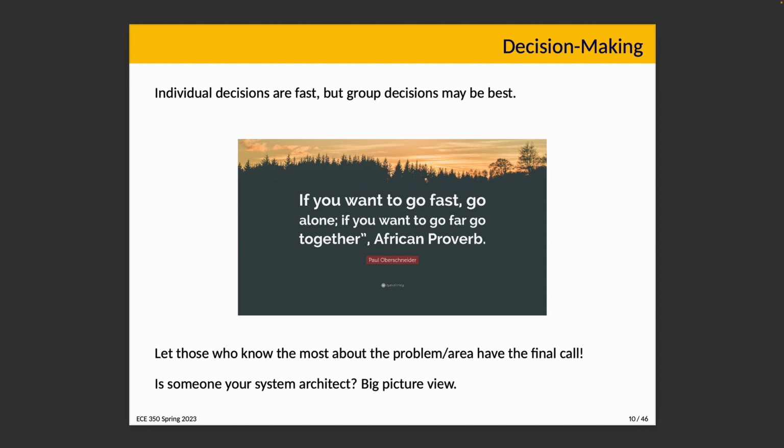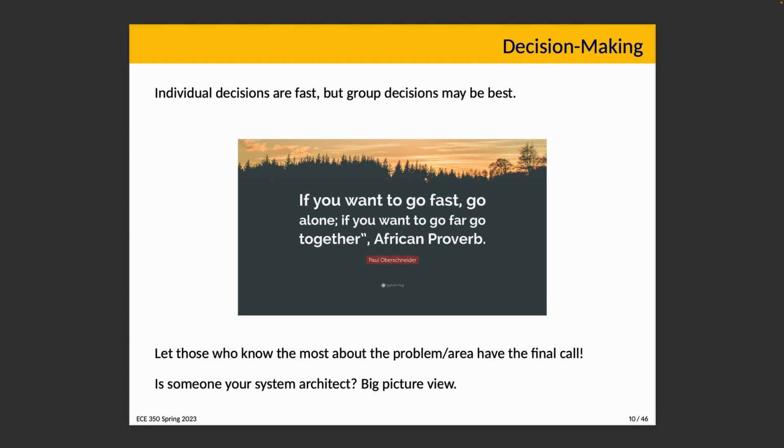But if we have too many individual decisions that don't consider input and the big picture from everybody else, then that is probably going to result in things that don't work together when you try to combine them. Most things are fixable, but it's just a question of how much extra effort you are willing to put in. My recommendation on this is to let the person who knows the most about the problem or the area make the final call about what should happen in some particular area or some particular subject.